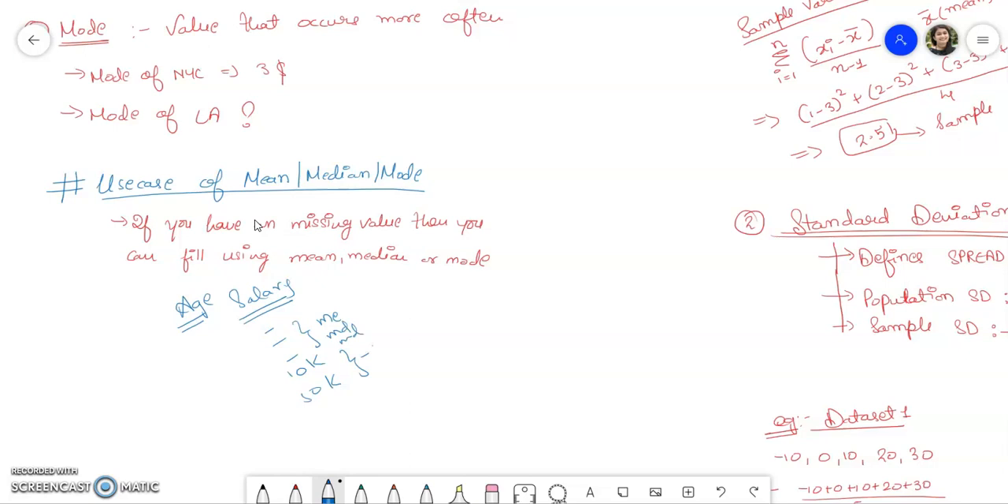So if you don't want your data to get affected by outliers, don't use mean. In that case, you can always use median, because median does not get affected by outliers. And if you have categorical data, categorical means in the form of categories like bad, good, or something in the form of some categories, then go for the mode, because you cannot calculate the mean and median of categorical data. So go for mode in that case.